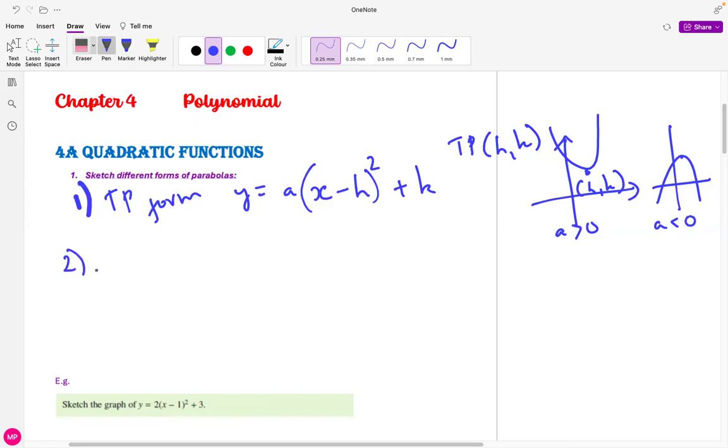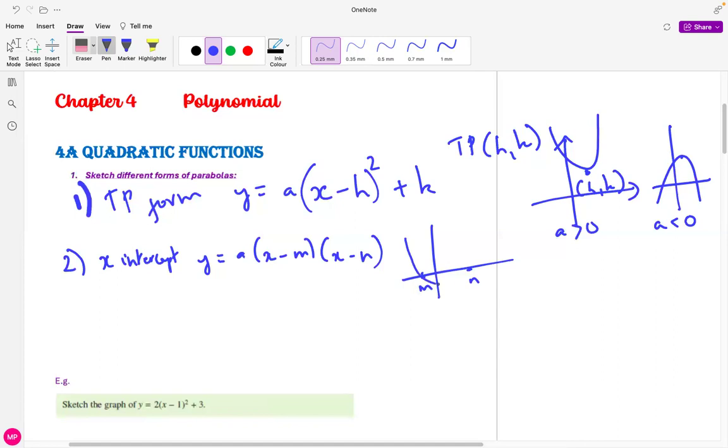Then the second form that you have is the x-intercept form. So the x-intercept form is y equal a, x minus m, x minus n. So you can see m and n are the x-intercepts. In this one, if we have m here and then we have n here, then we're going to cut at these x-intercepts like that. Okay. So this is for a positive. And if a is negative, then it's just upside down.